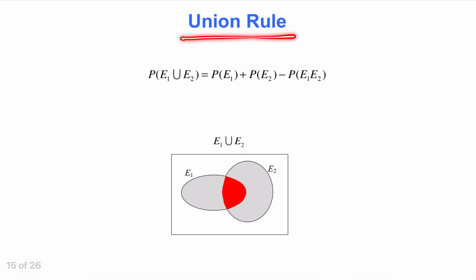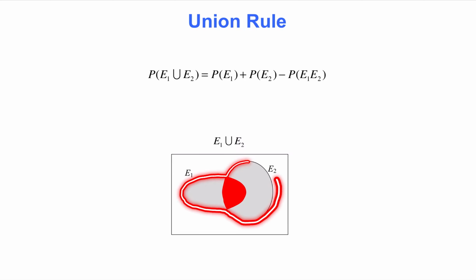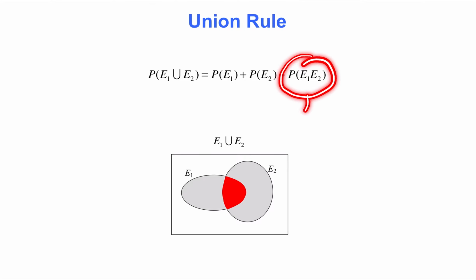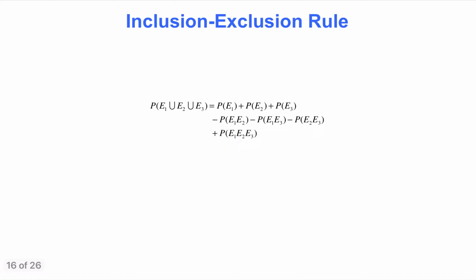This rule provides the probability of the union of two events that are not known to be mutually exclusive. This rule is justified by visualizing the two events in a Venn diagram. Unless the last term in the union is subtracted, namely the intersection event, then that red shaded area will be counted twice when we sum the probability of E1 and the probability of E2. The union rule is generalized on the next slide to more than two events.